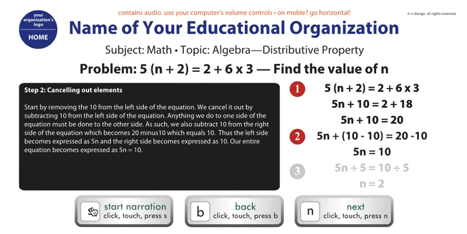Press S like Start to hear this information again. Press N like Next to go to step 3. Press B like Back to go back to step 1. To go home at any time, press H like Home.